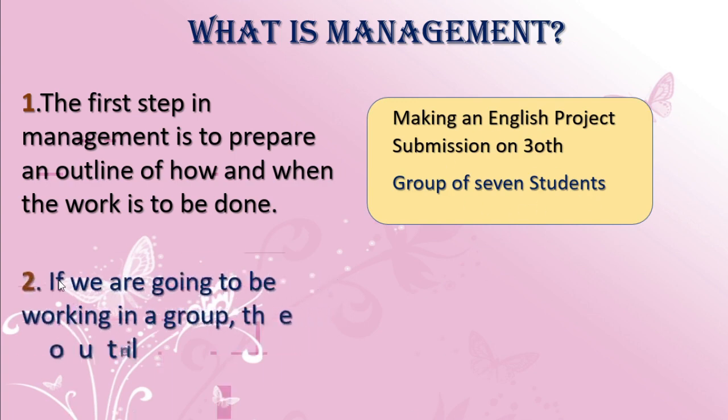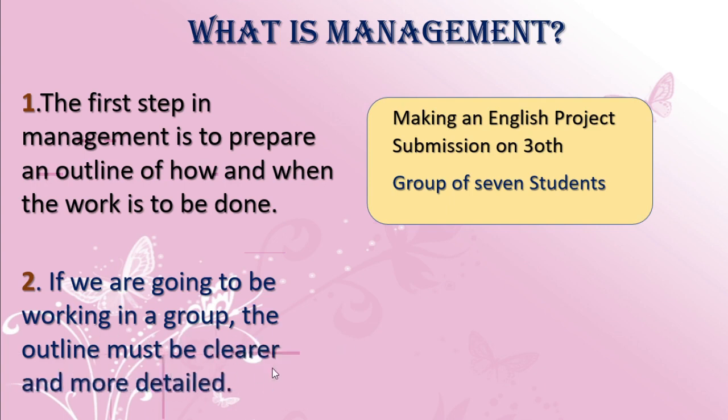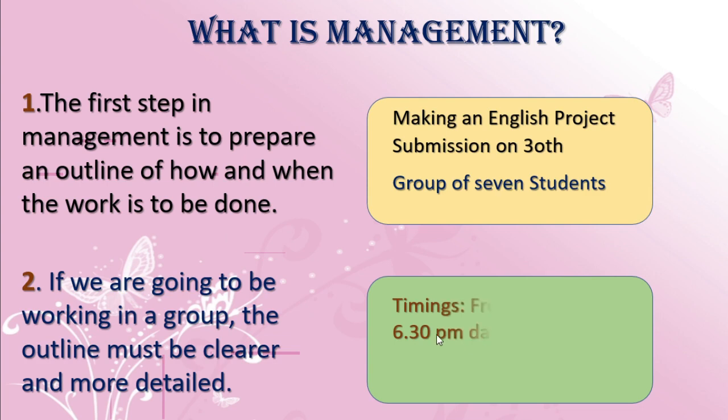Now, second, what to do? If we are going to be working in a group, the outline must be clearer and more detailed. This is a group project, we know, correct? This is the English group project. 7 students are there in that group. Now, here, what did they decide? They decided the timings. First, from 5 to 6 p.m. every day they will meet in the school hall. They fix how they are trying to do their work and complete it.